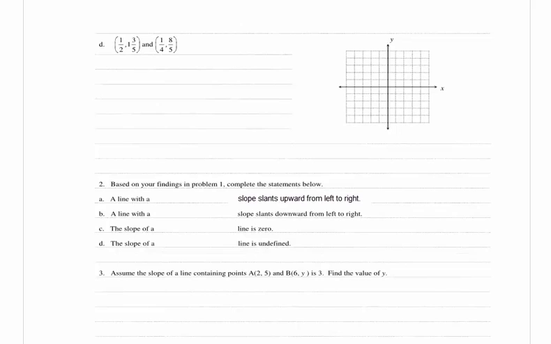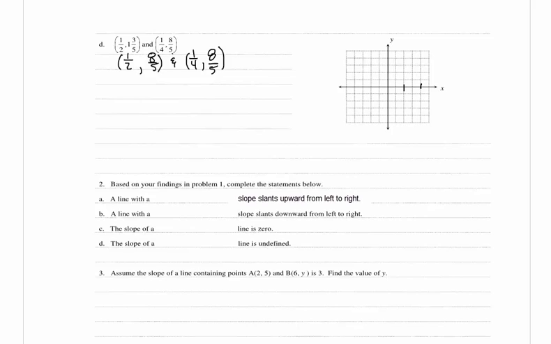In D, we have (1/2, 1 3/5) and (1/4, 8/5). The first thing I'm going to do is rewrite my first point. So we're going to have (1/2, 1 3/5), and 1 3/5 is equal to 8/5. And then I'm going to rewrite the other point just the way it is. Now we're going to plot the points, and I'm going to change the scaling on this graph, and we're going to call every other line 1. So each square is going to represent 1/2.